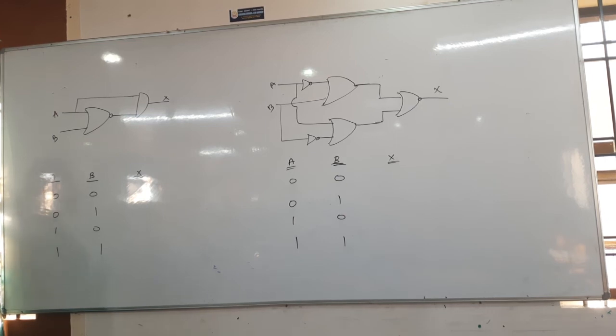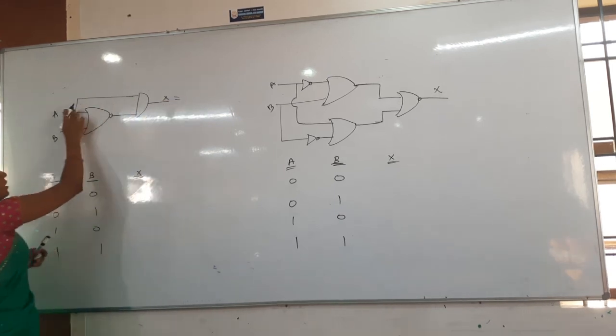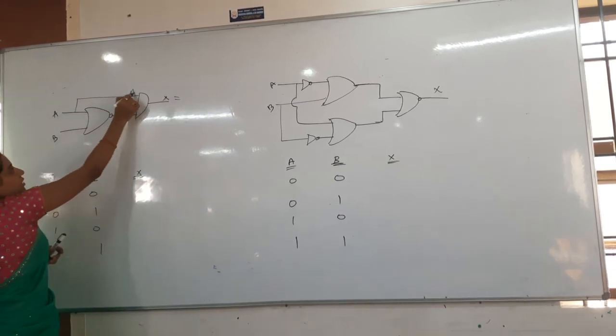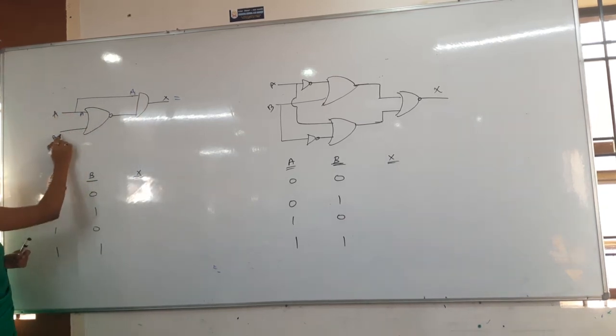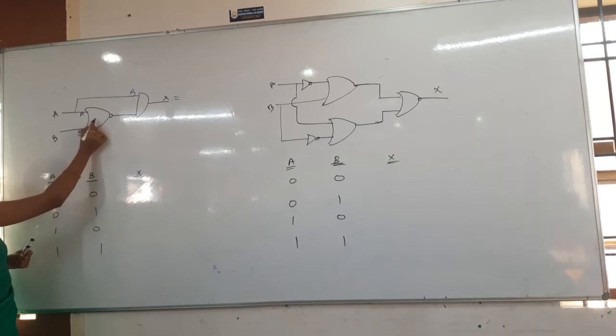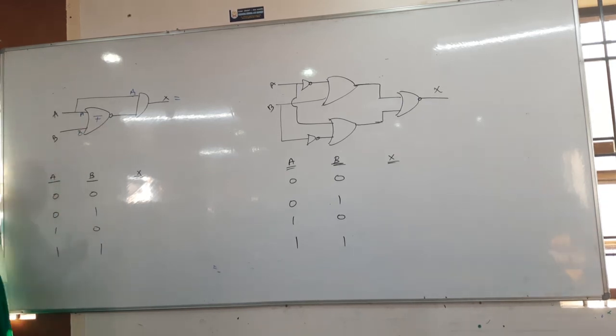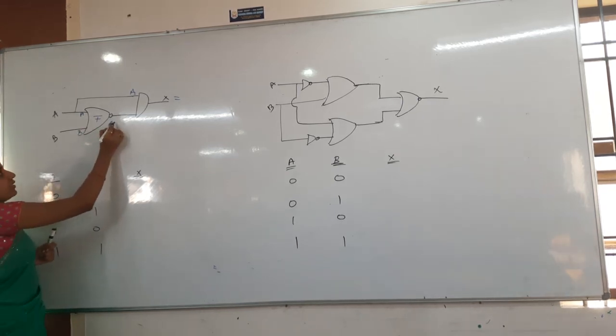Can you tell me the Boolean expression for the first one? X is equals to A into (A plus B) whole bar. Here connection is there, what is getting here? A. Then here how much is going? A. How much is going here? B. Which gate is this? NOR gate. NOR gate output is how much? (A plus B) whole bar.